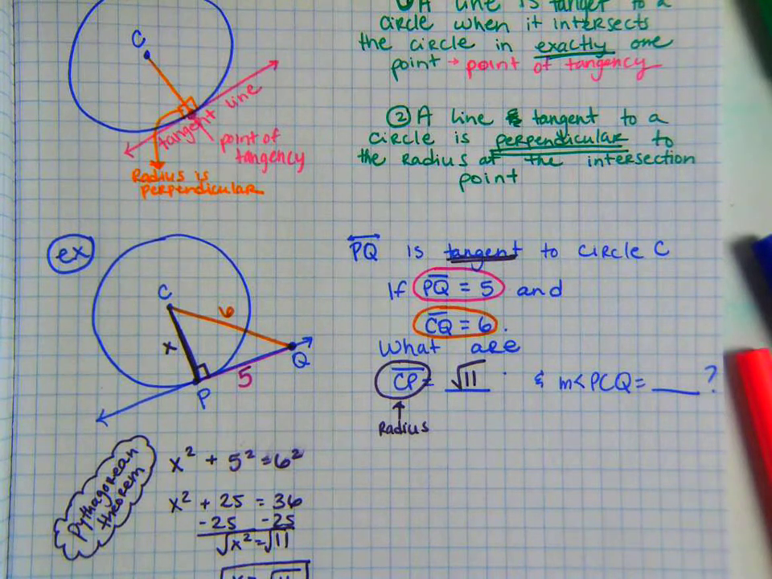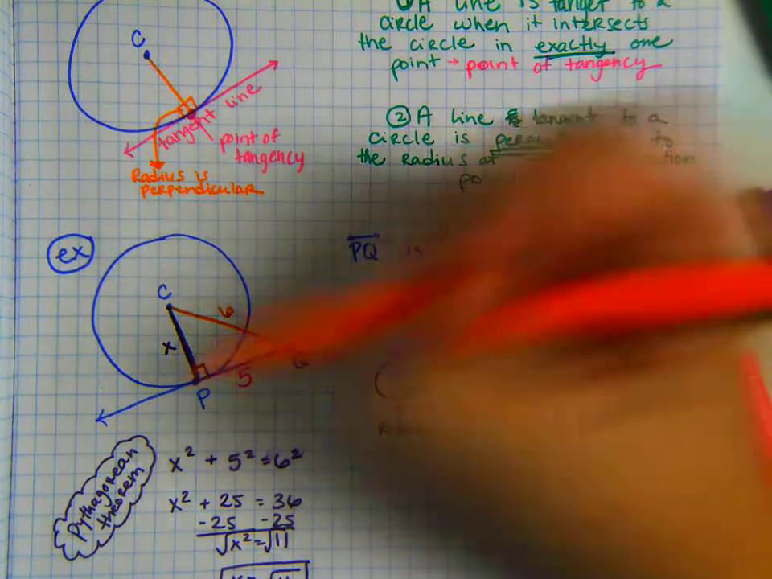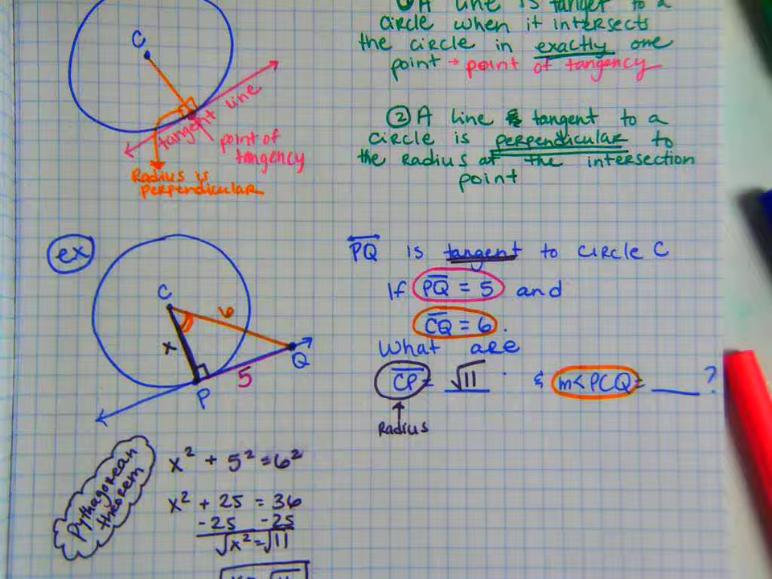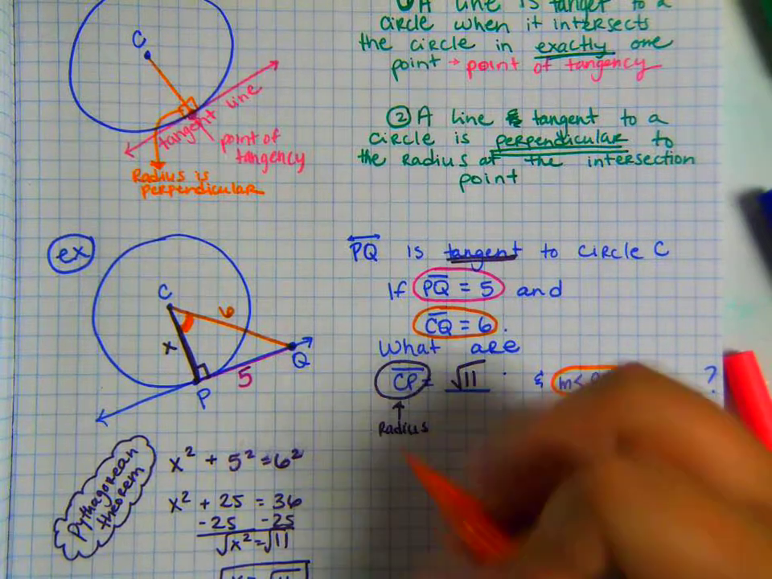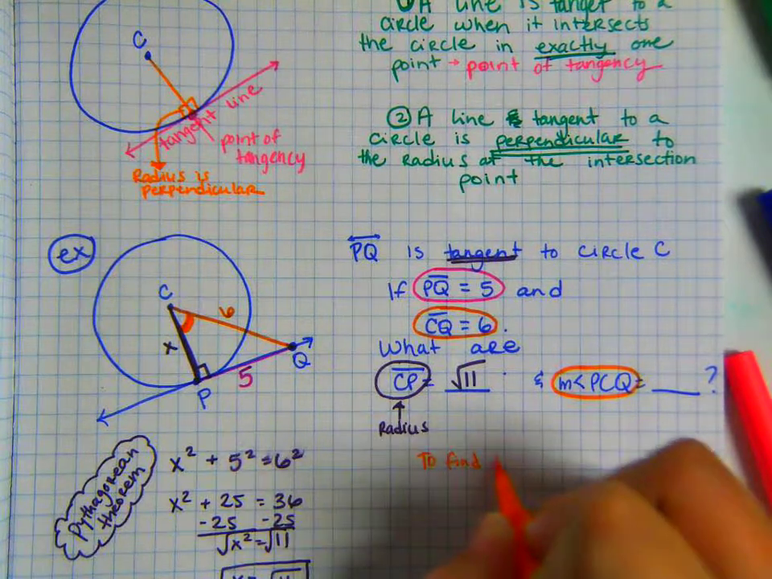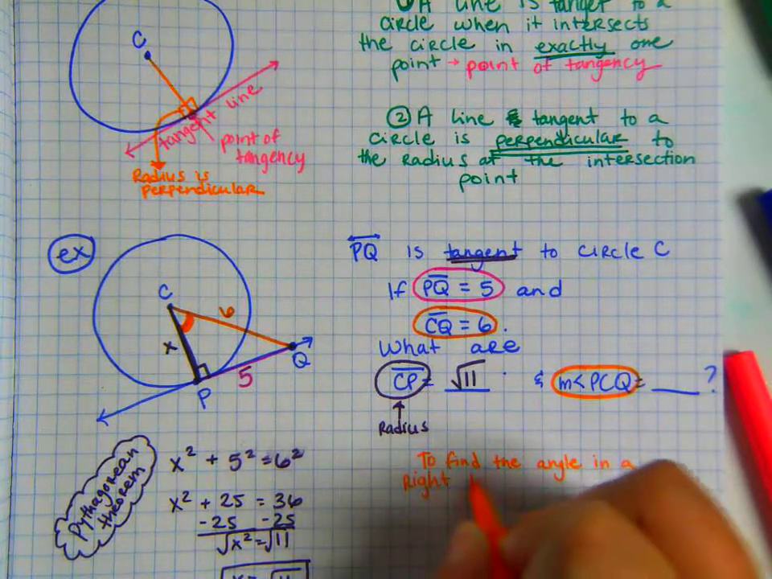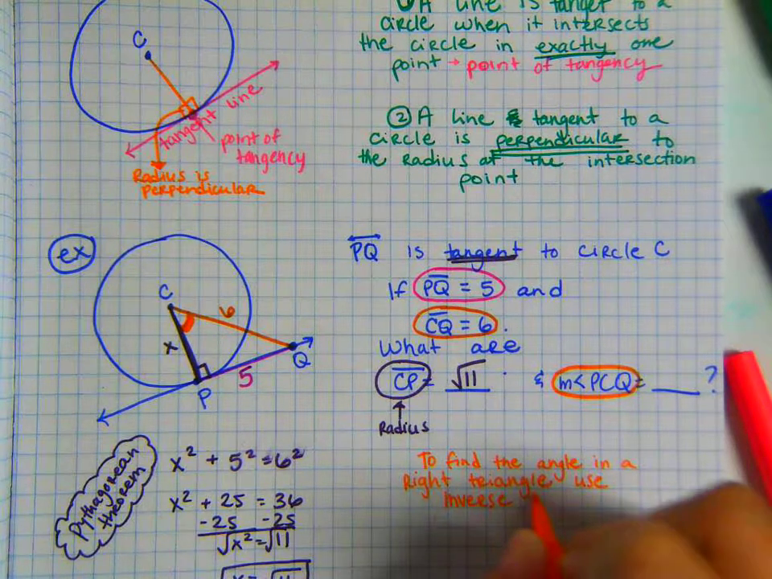Now the next thing we're looking for is angle PCQ. So angle PCQ, that looks like that. So that's right here. That's the angle we're looking for. Okay? PCQ. We're looking for an angle in a right triangle. How do we find an angle in a right triangle? We use trig, but we're going to use the inverse trig. Okay, so I'm going to write to find the angle in a right triangle, use inverse trig.